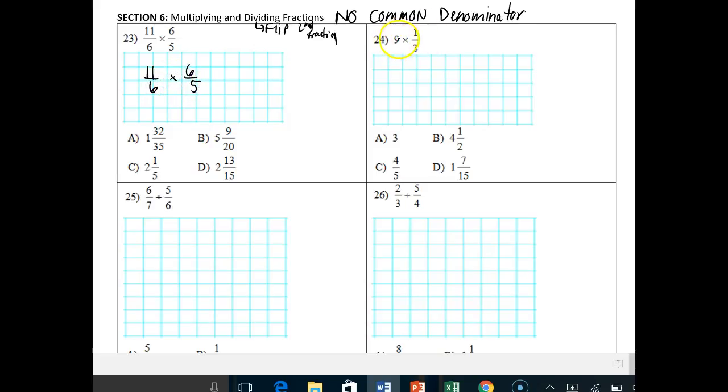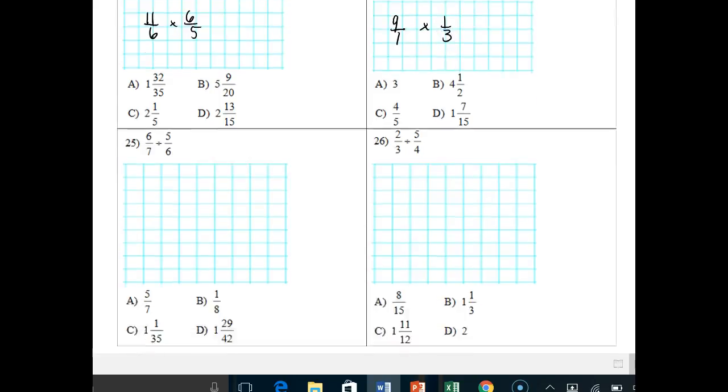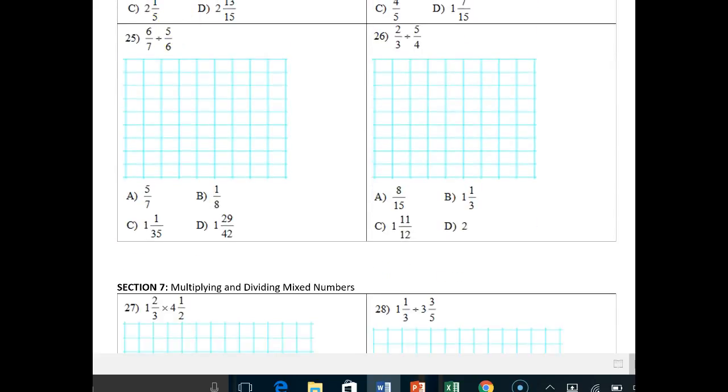9 times 1/3. Remember, you can make this a whole number by making it over 1. Remember, when you're dividing, you will want to flip. So I would, if I were you, draw some sort of flip symbol. But first, I would write it normally to show that you can show some work.